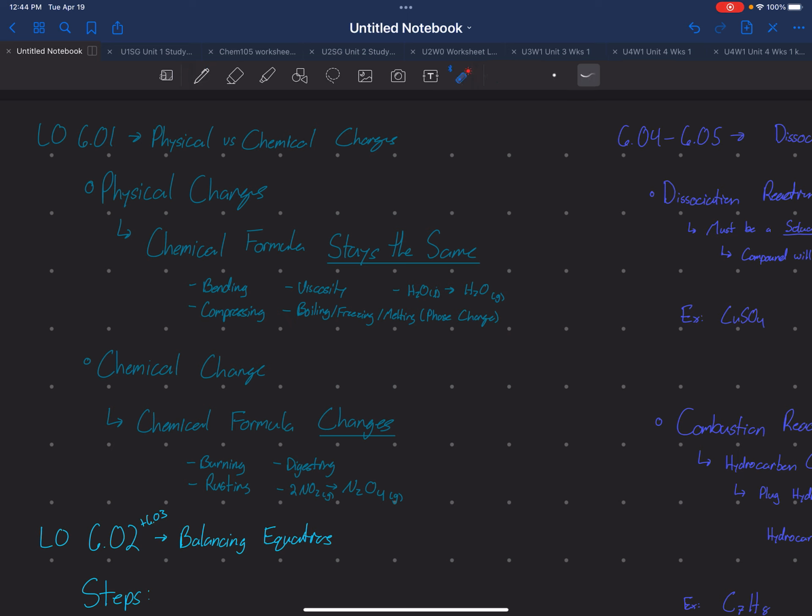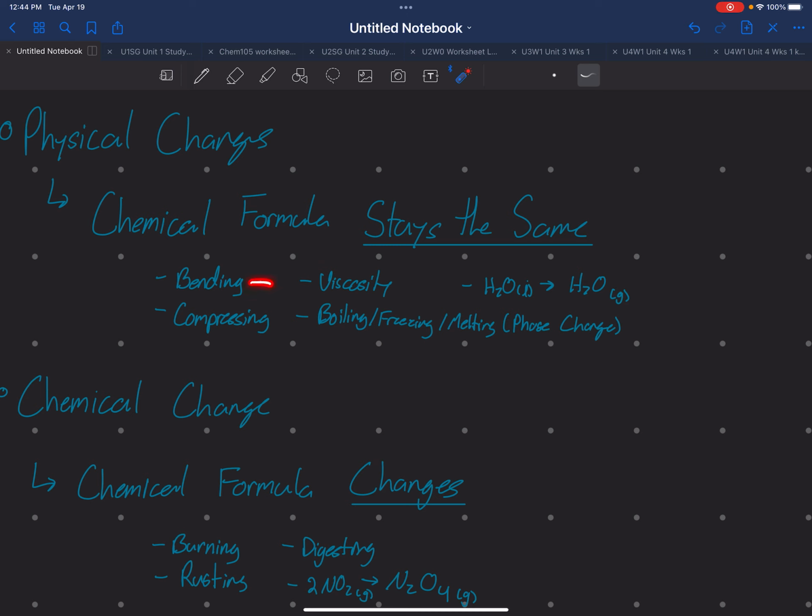Okay, so Unit 6 with LO 6.01, right? It's talking about physical versus chemical changes. So with physical changes, the chemical formula stays the same. With these examples here, like bending and compressing stuff, you're just changing a physical characteristic. If you bend a piece of metal, it'll be the same piece of metal, right? When you compress something, it'll be the same thing, just compressed.